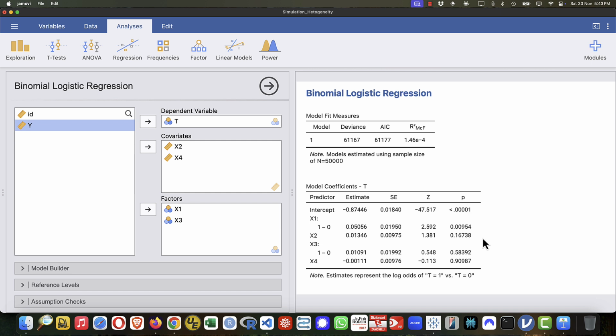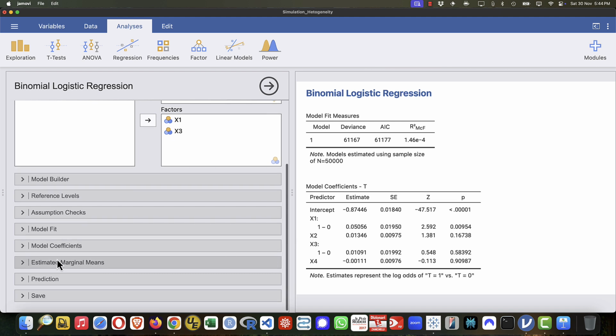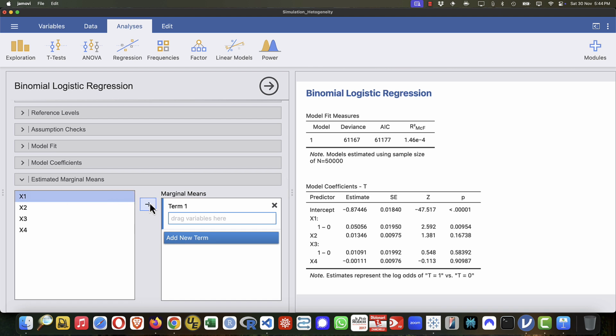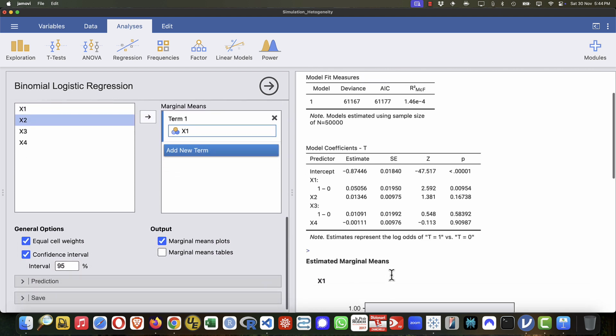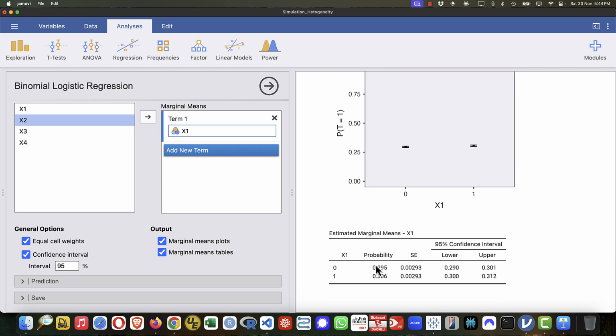Is that huge evidence against the assumption of a random experiment? Well, before we say it is, let's check what it means to move from x1 equal to 0 to x1 equal to 1. So you're going to go here to estimated marginal means, and you're going to put x1 here, and you're going to get a graph, and see, there's no big difference. Okay, and let's take a look at the marginal means table.